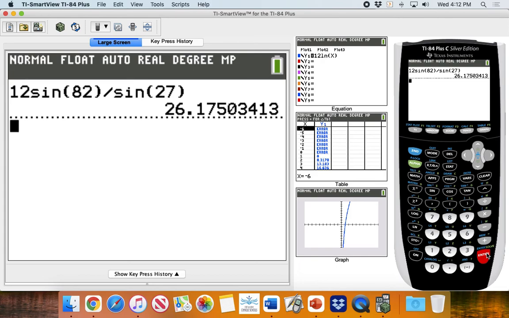We don't know the units, so we can just leave it as to the nearest tenth. They want us to round to the nearest tenth, which is 26.2 as our answer. This one has to move one up because of the 7 right next to it. So 26.2 is my final answer for this question. Done.